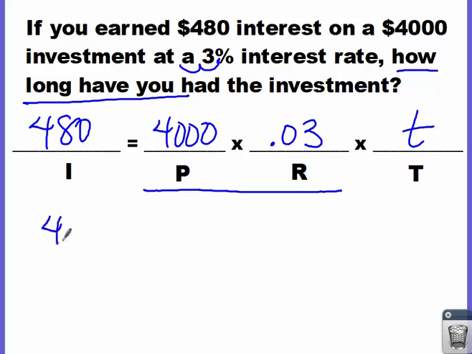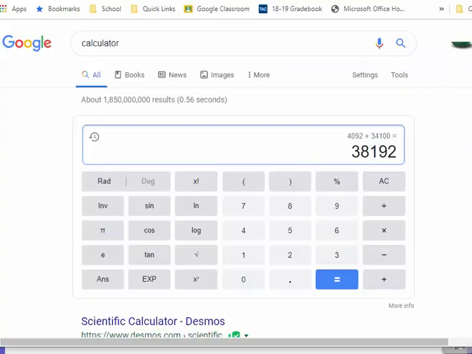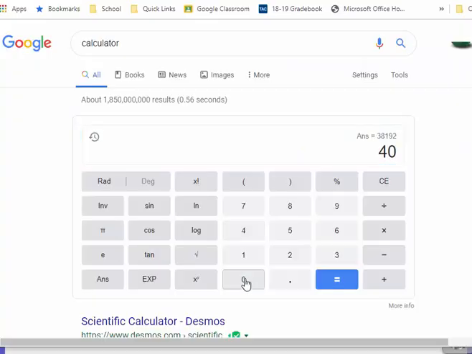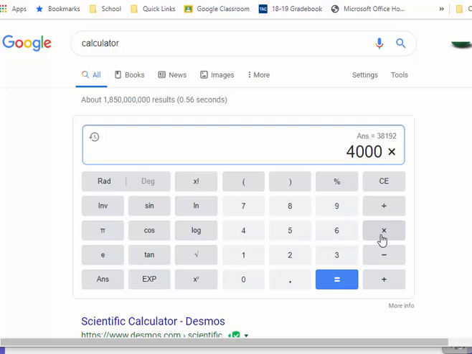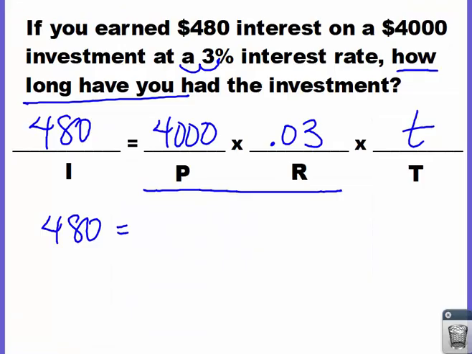So I'll end up with 480 equals, and then I go to my calculator and I multiply 4,000 times 0.03. Now when I'm multiplying this is basically 3%. And I'm looking for what is 3% of 4,000. Well, 3% is a very small amount. So the answer I should get is going to be a small amount. And sure enough, it is 120. Okay. And then we have t.